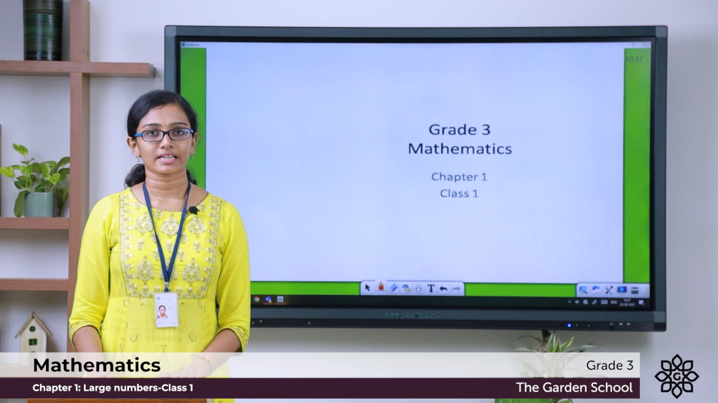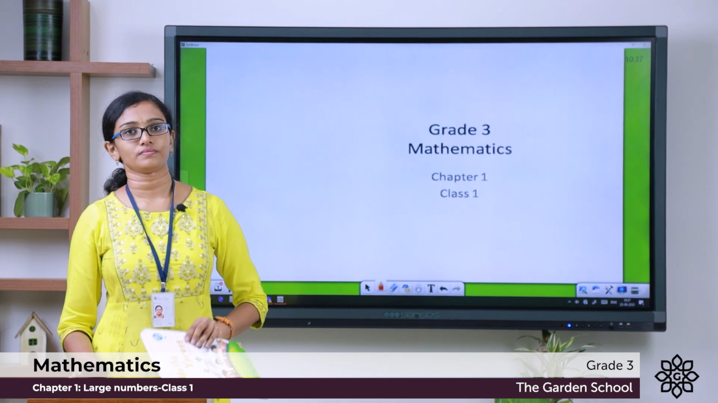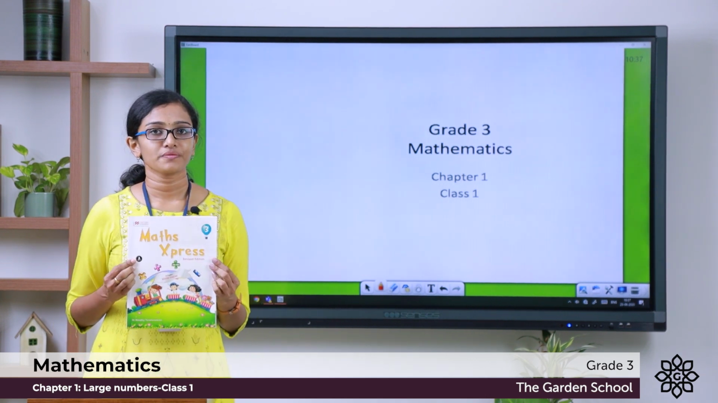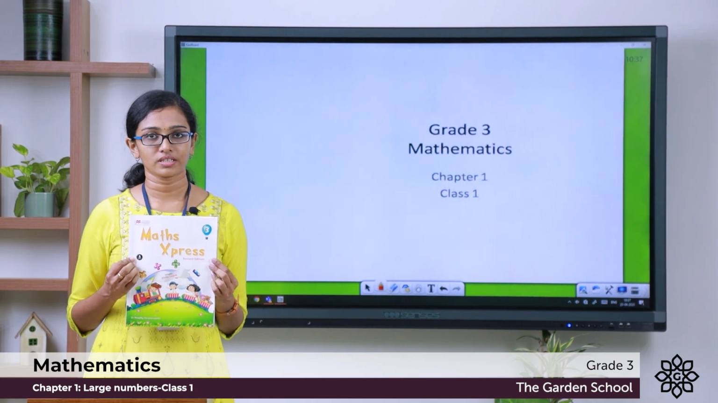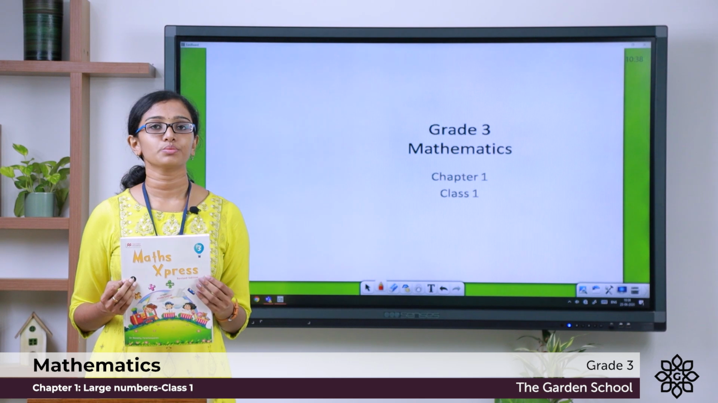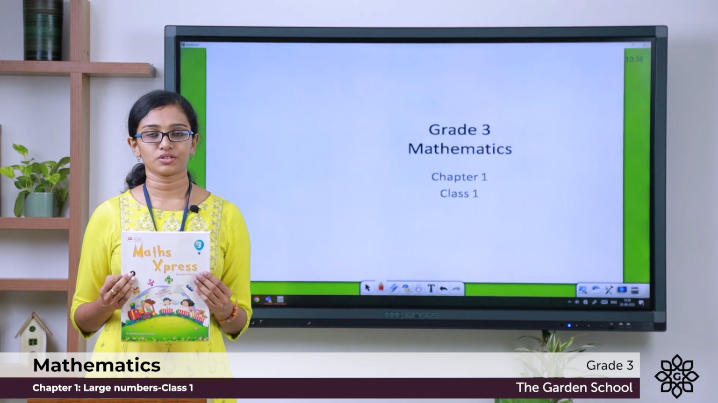Let me introduce our textbook first. This will be the text we will be following this year. This is Math Express 3 by Macmillan Education. We have 12 chapters in it. We'll start with chapter 1, large numbers.